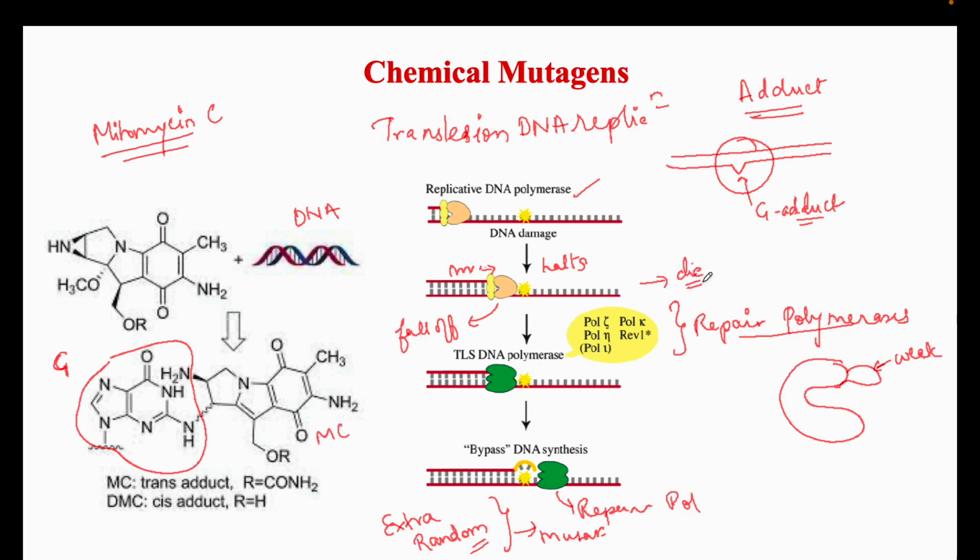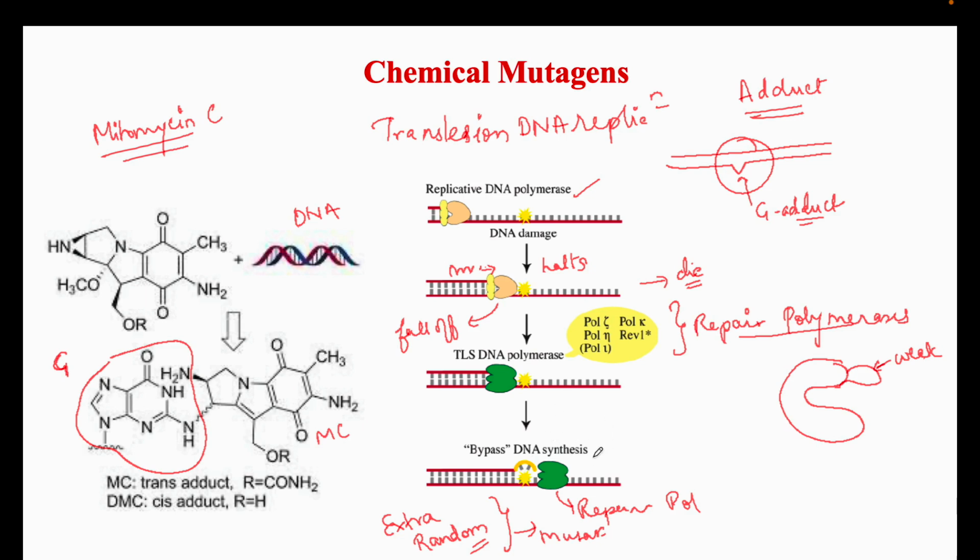Okay, the cell will die. Thus this translesion DNA synthesis is very important. In spite of it causing the formation of various mutations, it is important that the replication is not stalled. If the replication is stalled, the cell will die. So it is very important that the replication is not stalled and the lesion is bypassed.